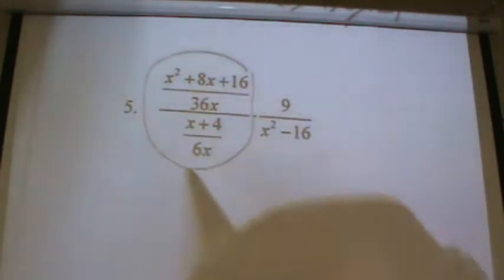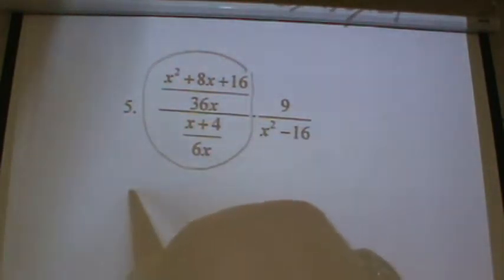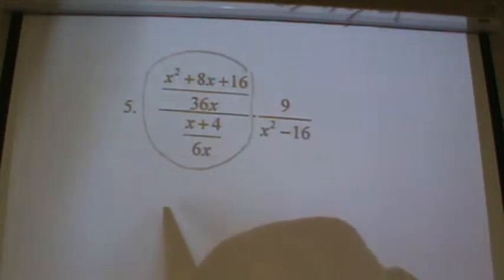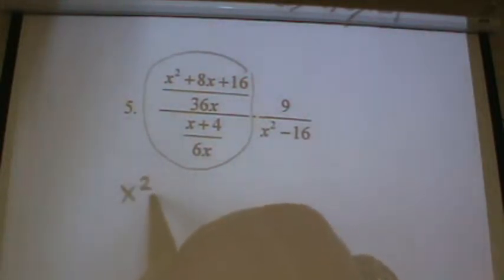What is this called right here? It is called a complex fraction. So what are they asking you to do? They're asking you to multiply 3 terms out.